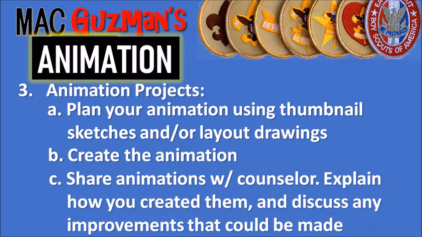So, if you don't know what A is about, it says to plan your animation using thumbnail sketches and/or layout drawings. And this is a perfect time to advertise my movie making merit badge tutorial. It's a similar requirement you have to do in movie making, and if it hasn't clicked in your head yet, it's this term called storyboarding, where you draw out what the scenes are going to look like before making the movie. It's essentially the same thing for 3A. You're essentially making a storyboard for how your animation is going to look.